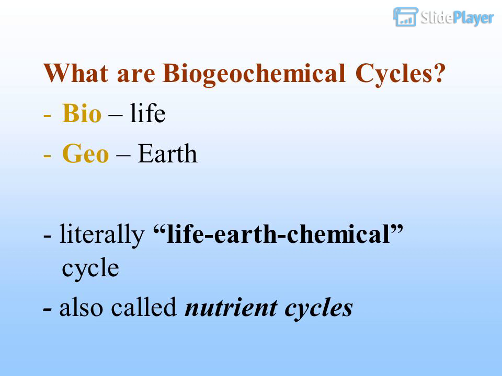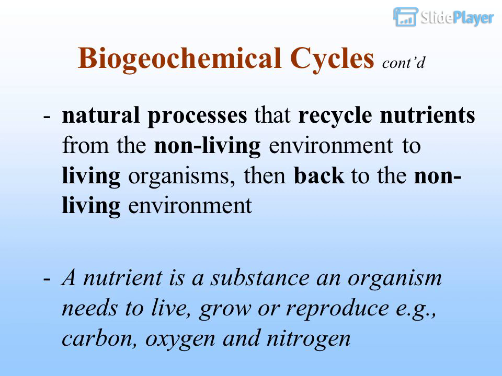Also called nutrient cycles. Natural processes that recycle nutrients from the non-living environment to living organisms, then back to the non-living environment. A nutrient is a substance an organism needs to live, grow or reproduce, for example, carbon, oxygen and nitrogen.